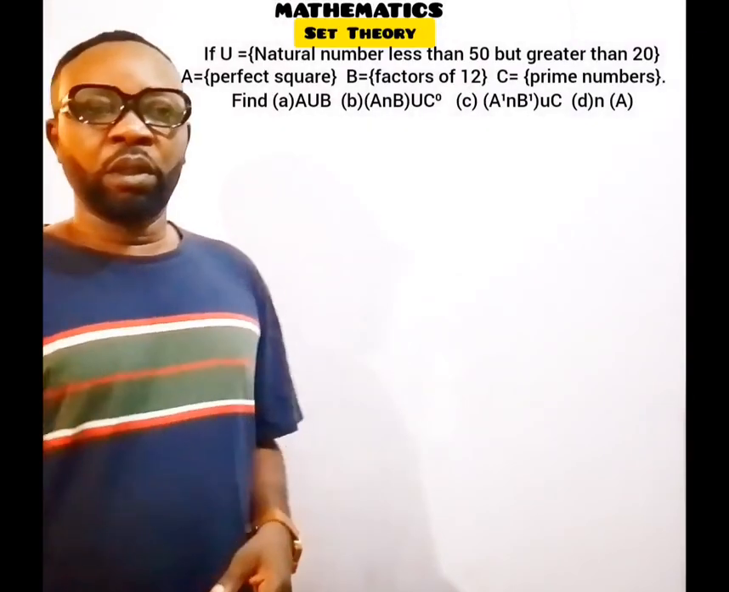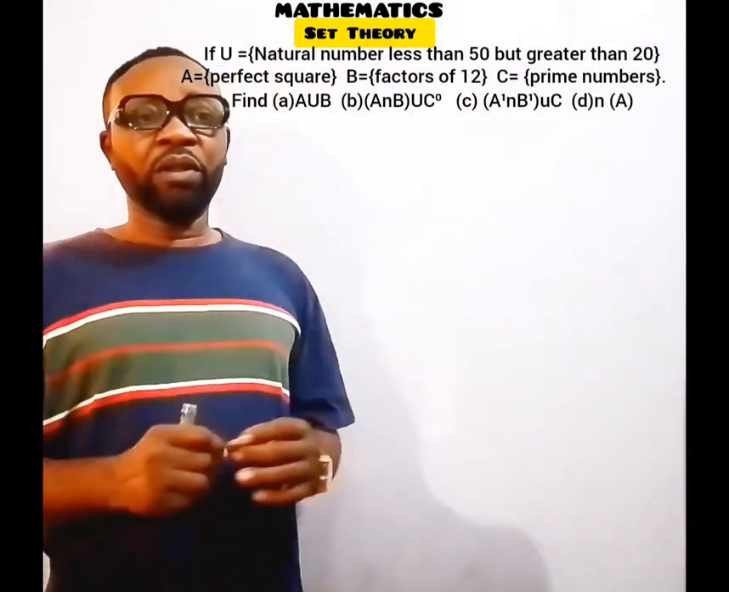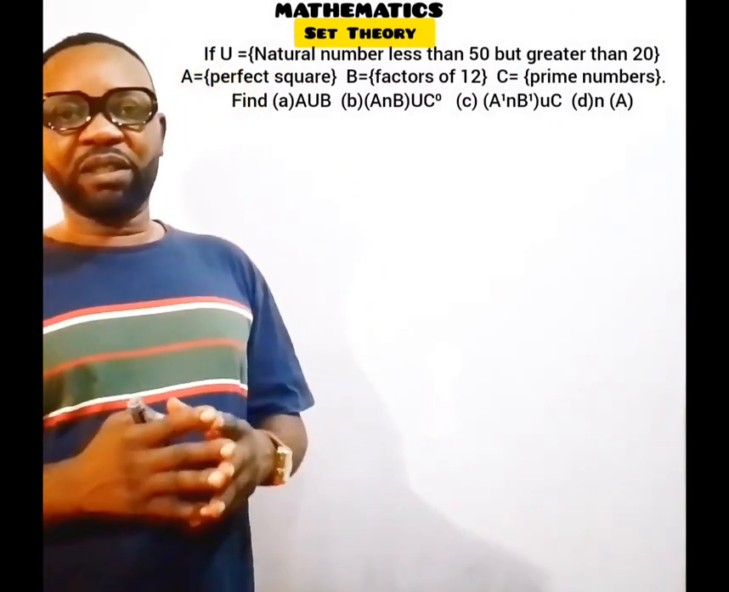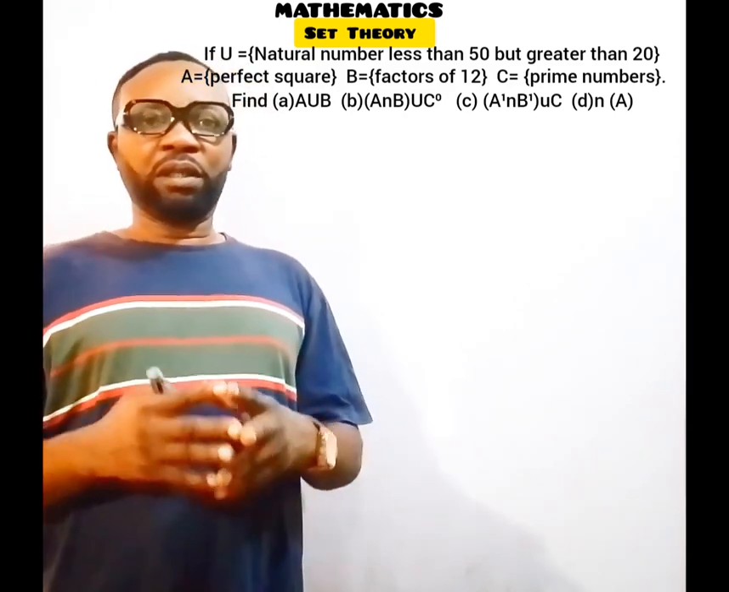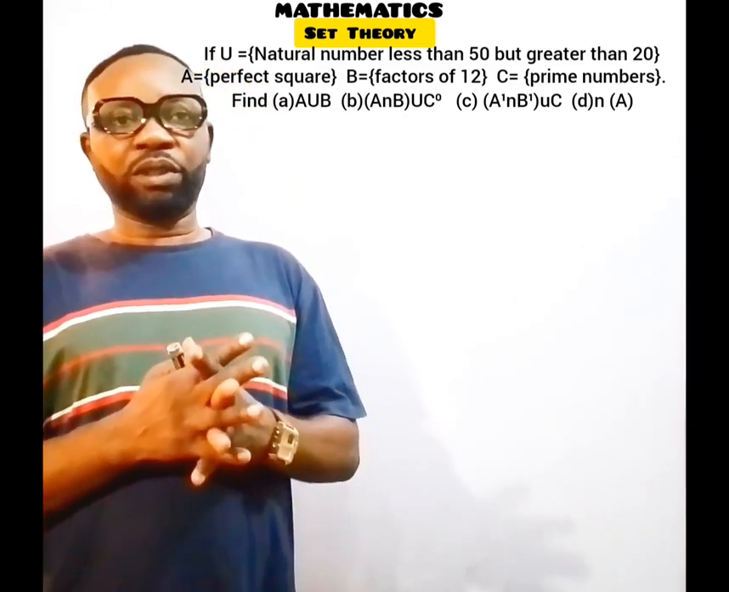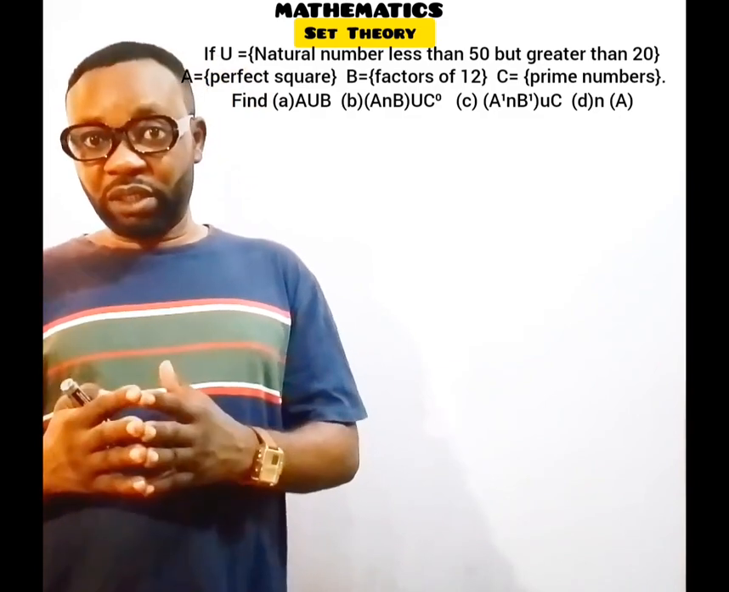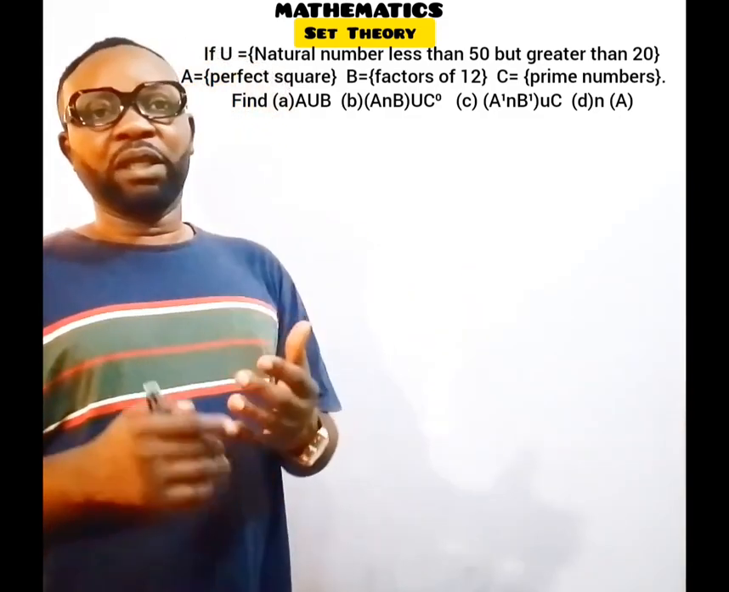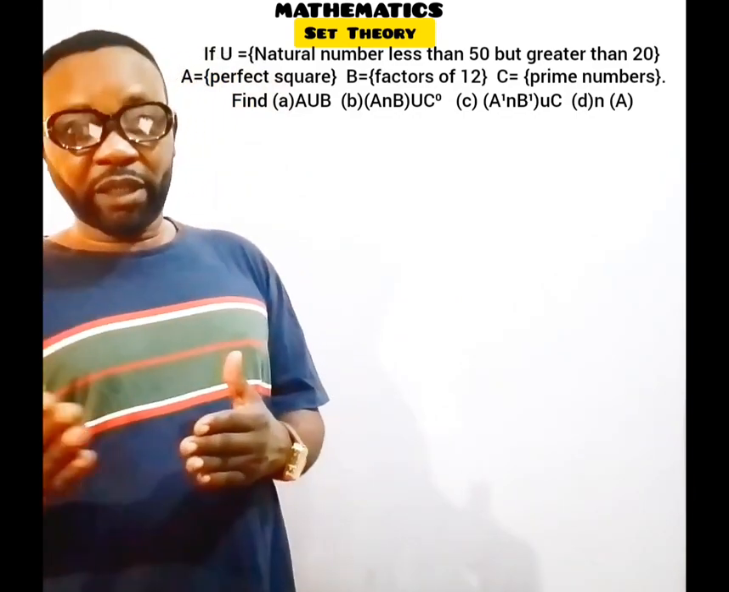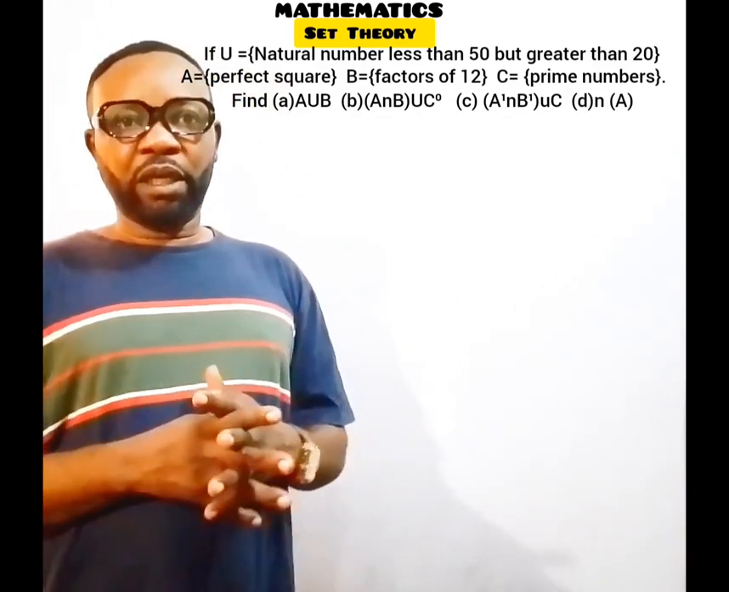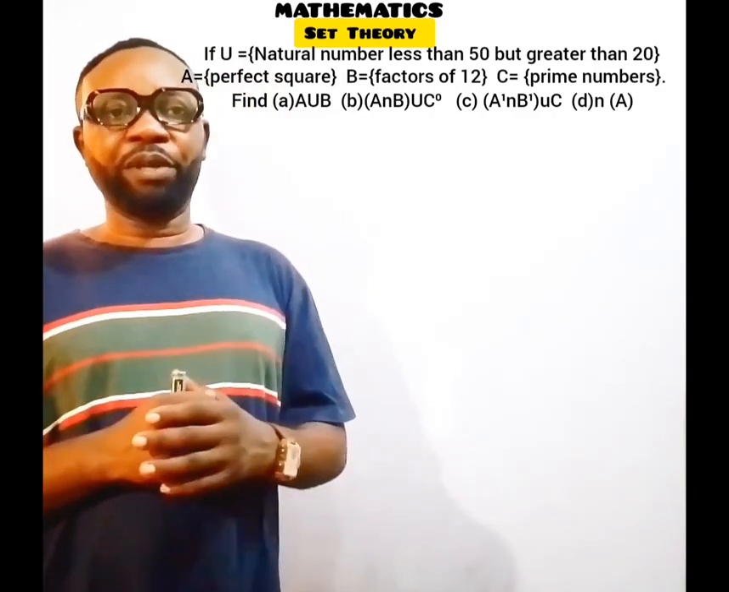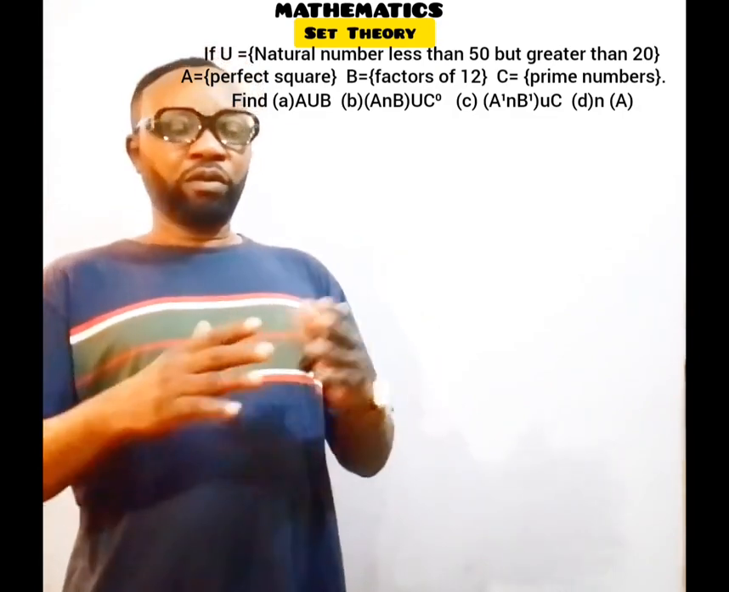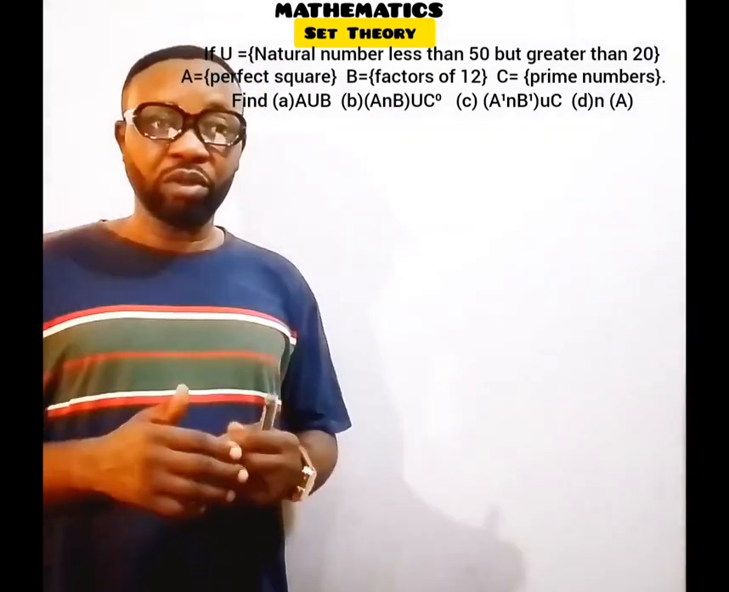The question here now gives us the values of a universal set, which says a universal set is a set of numbers that is less than 50 but greater than 20. So those numbers will start from 21. It is greater than 20, then they cannot go beyond 49. So the last number will be 49. And it also gave us the values of A, B, C. A is a perfect square. So let's write those values out first. Then we'll look at the question that has been given to us here.